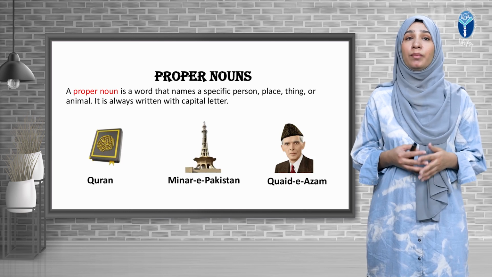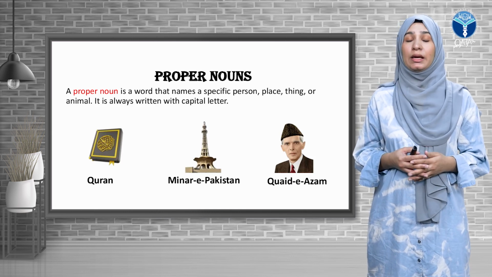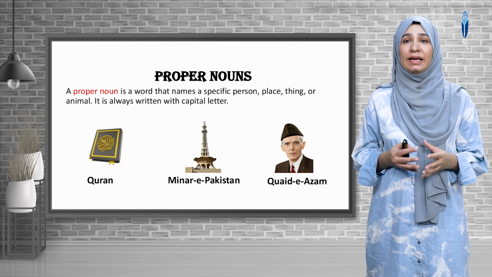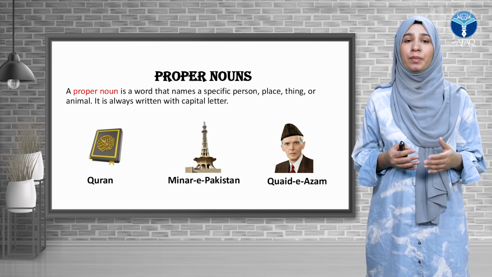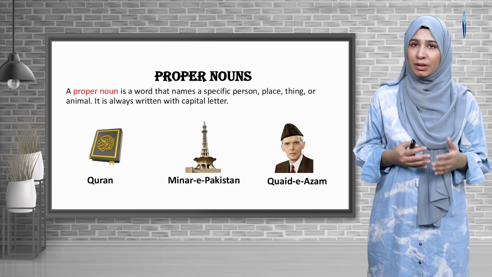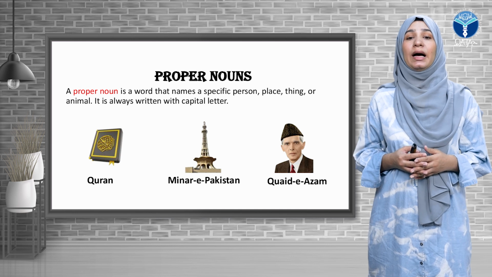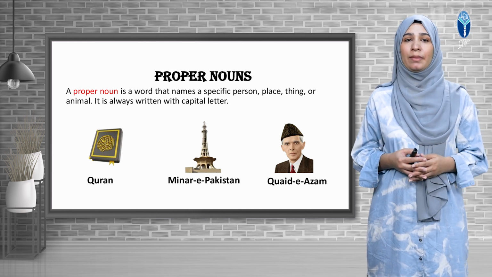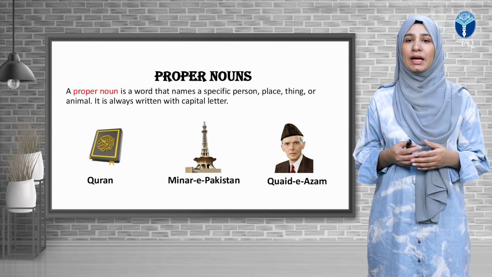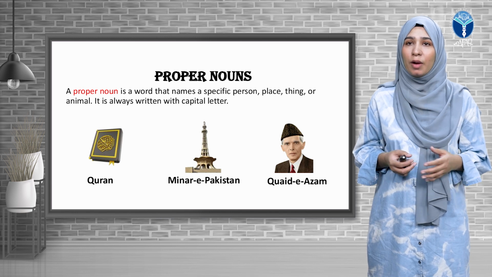Students, then we have proper nouns. So what are proper nouns? A proper noun is a word that names a specific person, specific place, thing or an animal, and it is always written with a capital letter. For example, Quran, Minar-e-Pakistan and Quaid-e-Azam are proper nouns.